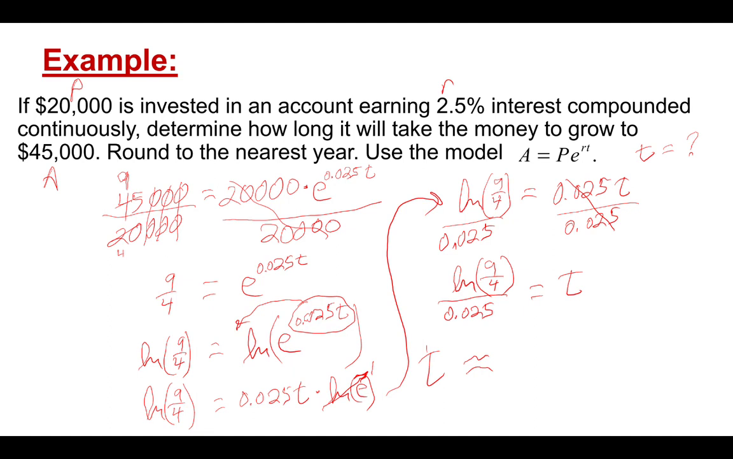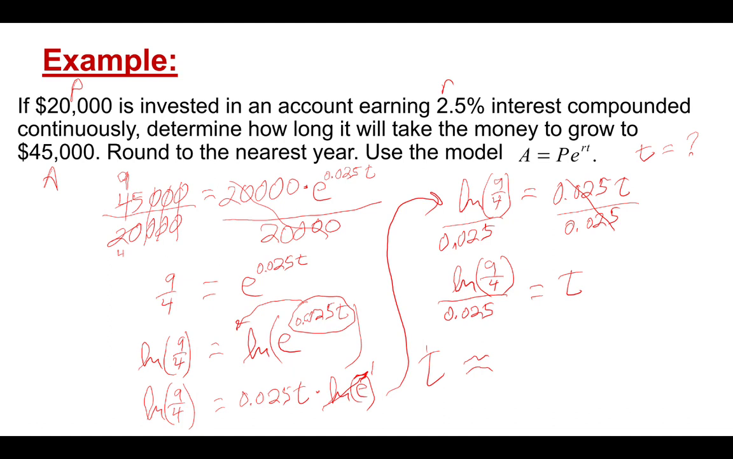Again, I'm just pulling out the calculator. Oh wait, my battery's low. I guess I need to change batteries. Please work. Oh good, it's still working. ln parenthesis 9 divided by 4 close parenthesis, and then divide the answer by 0.025. And I get, we're rounding to the nearest whole number, right?